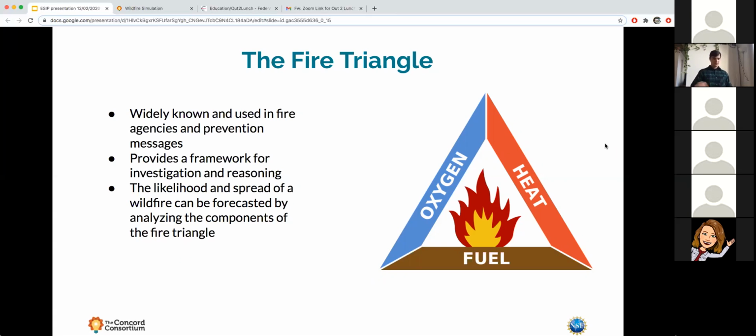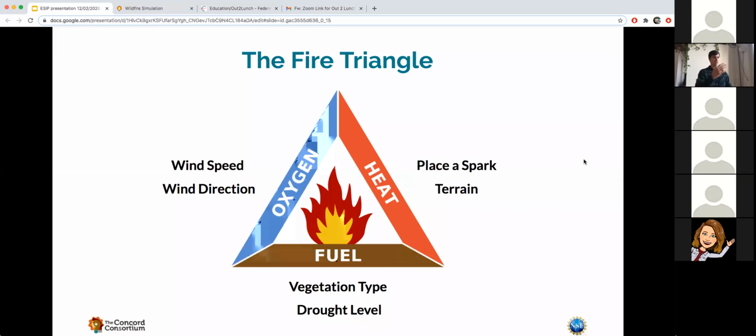So the factors that we can control with the Wildfire Explorer are shown here with their corresponding side of the fire triangle. Oxygen, in terms of wildfires, mostly means the air that we breathe.